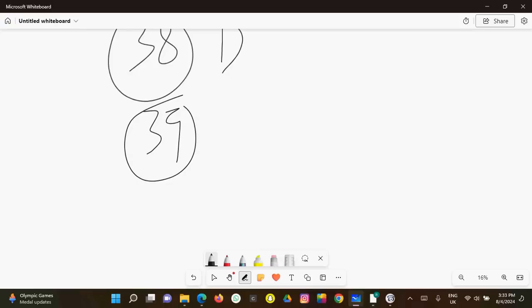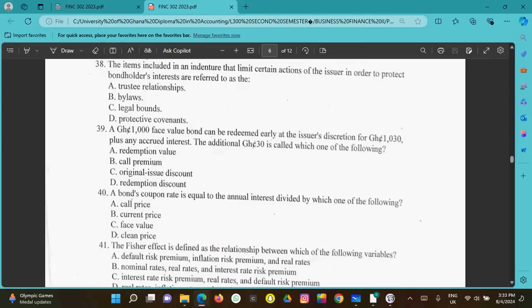Question 39. A 1,000 cedis face value bond can be redeemed early at the issuer's discretion for 1,030 plus any accrued interest. The additional 30 is called which of the following? This is called call premium. Number 39 is call premium, which is B.